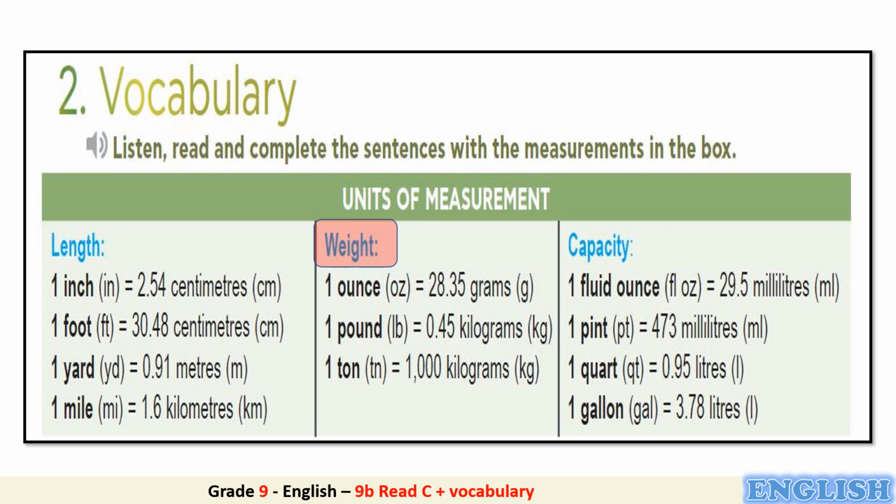Weight. 1 ounce equals 28.35 grams. 1 pound equals 0.45 kilograms. 1 ton equals 1,000 kilograms. Capacity. 1 fluid ounce equals 29.5 milliliters. 1 pint equals 473 milliliters. 1 quart equals 0.95 liters. 1 gallon equals 3.78 liters.